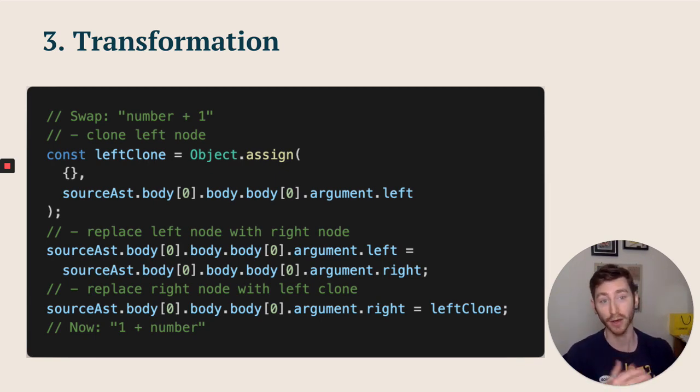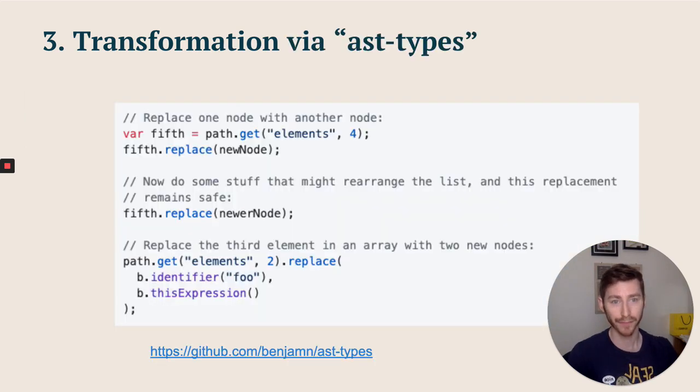However, the locations are going to be all wrong. We've also not used a very clean API to do this, which many libraries do provide. So we've just manually done this. So an example of using a library with a really helpful API is something like this. So this is ast-types.